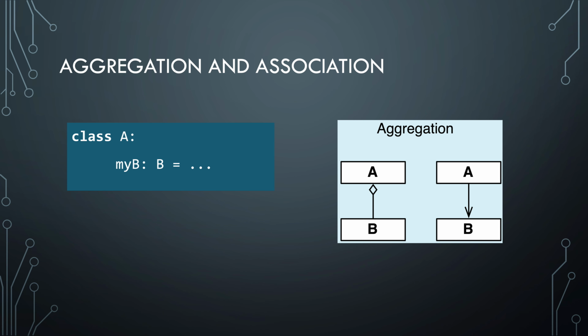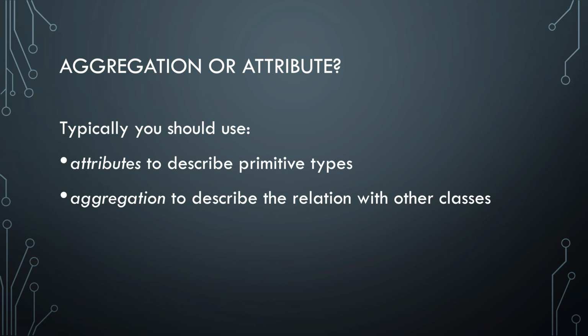In terms of code, if you have an aggregation or association in both cases, class A will have an attribute of type B. But as I said, there is a subtle difference between them. Now, when should you use an attribute and when should you use an aggregation? The rule of thumb is to use attributes for primitive types and aggregations to describe the relation with other classes. Of course, you can deviate from this rule if it helps you clarify the concepts.